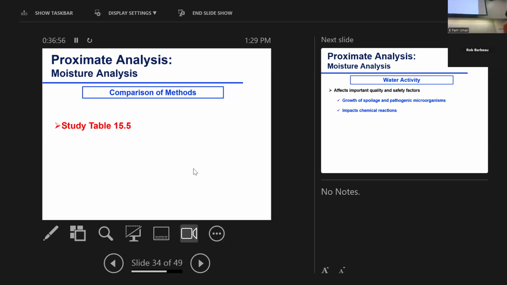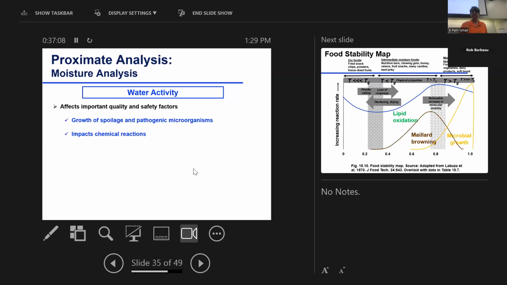So focus on those methods that we did in the lab. Okay, so we did 4 methods in the lab for moisture content. So make sure you focus on those and compare and contrast. Any questions on moisture content before diving into water? Okay.